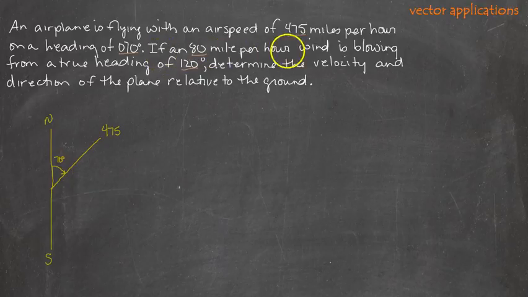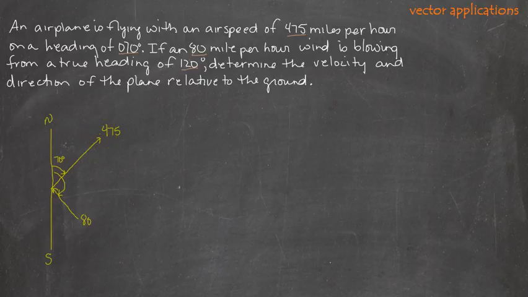If an 80 mile per hour wind is blowing from a true heading of 120, true heading also meaning from the north, this is blowing into the plane at 80 miles per hour. So what is this saying? This is saying that you have an airplane and you're driving it exactly this direction. Now, if this were a car on the road and you headed it in exactly this direction, it would go exactly that direction.